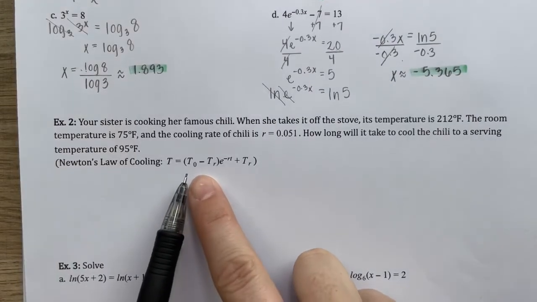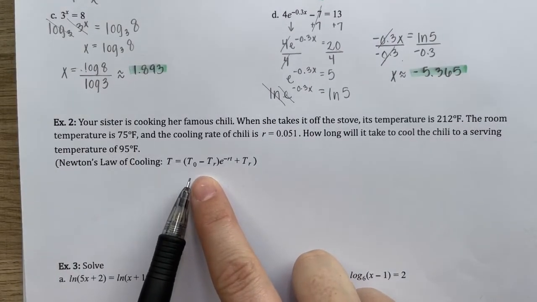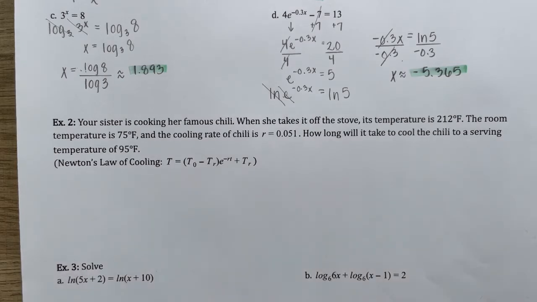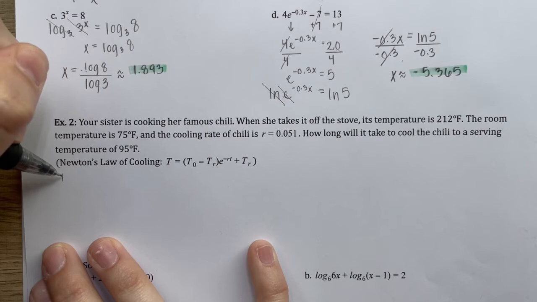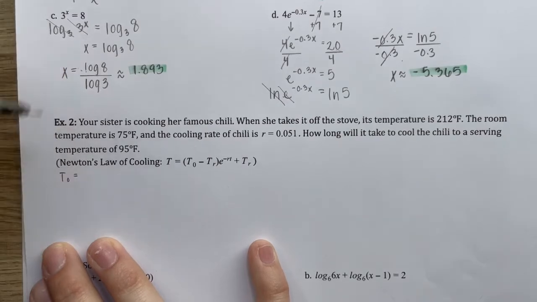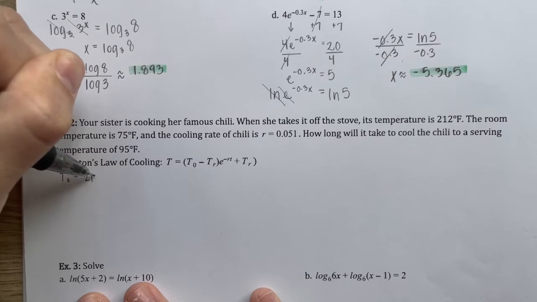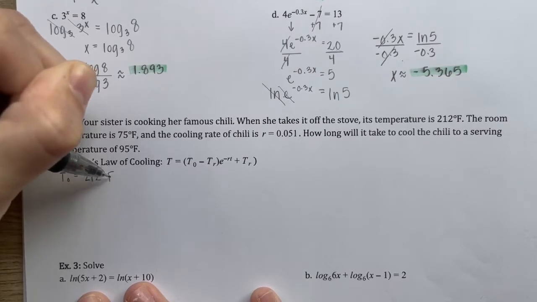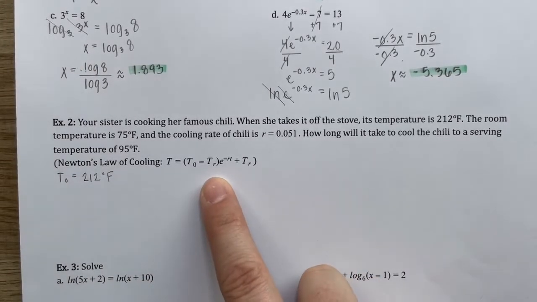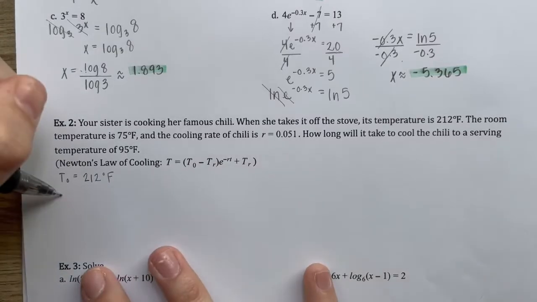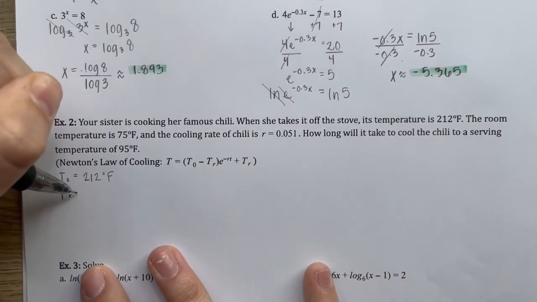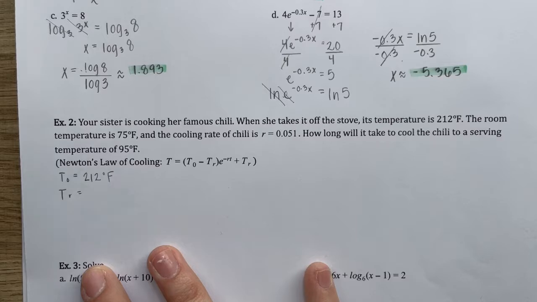So T sub 0 stands for the initial temperature. In this case, the initial temperature of the chili. So T sub 0 starts off at 212 degrees Fahrenheit. And then T sub R, that's the room temperature. So the room temperature is 75 degrees Fahrenheit.